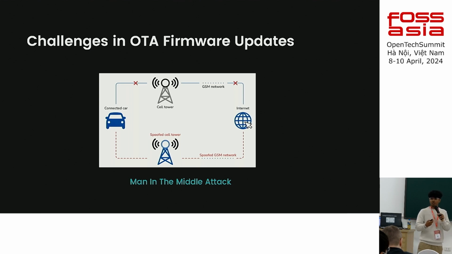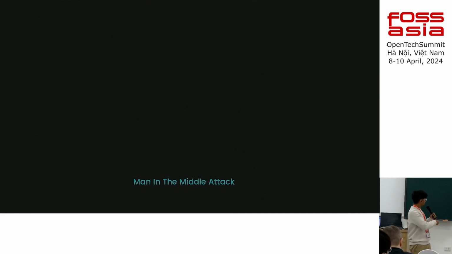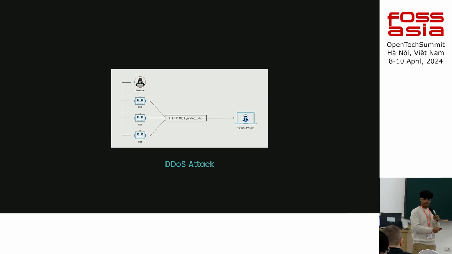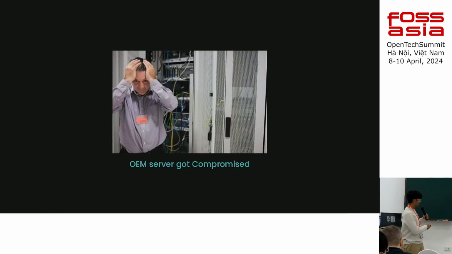But it will not know that this is not the actual update that it got from the centralized server. The second one is a DDoS attack. Same in this case, it floods with random packets, and your device will go into a boot loop. And the third and last one, which is the most severe one, is when your OEM server gets compromised. In this case, anyone can push a malicious update, and it will directly go to your IoT device and infect the IoT device, right?